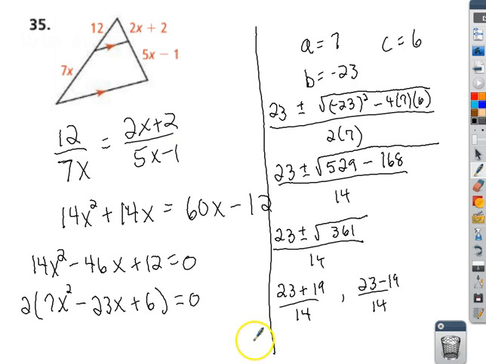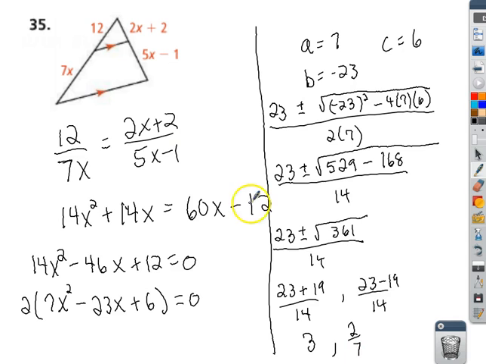So at this point, I think I still have to work both of them and plug them back in and see if they're both valid answers. So 23 plus 19 divided by 14 gives me 3. And 23 minus 19 divided by 14 gives me 2/7. Now, the problem with 2/7 is, is it 2/7? That's what the answer is. Okay. So if I do 5 times 2/7, that's 10/7. So that's still going to be bigger than 1. So that's an okay solution.